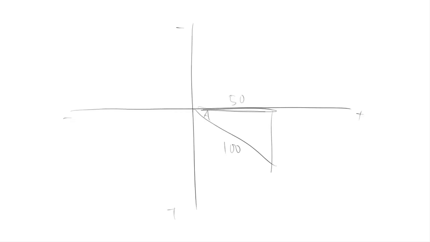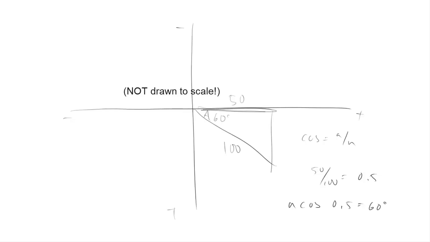Well, we know that the adjacent over the hypotenuse is the cosine function, and here the adjacent 50 divided by the hypotenuse 100 is 0.5. So if we look up the arc cosine of 0.5, we find that it equals 60 degrees, so angle A is equal to 60 degrees. Of course, keep in mind, when you're doing this with code, you'd be getting back radians, not degrees.